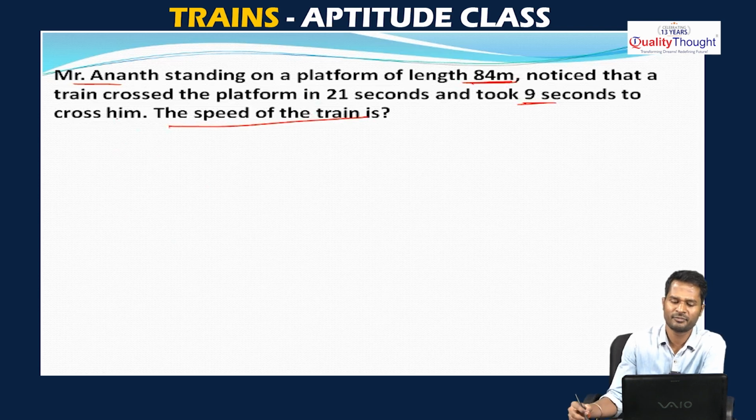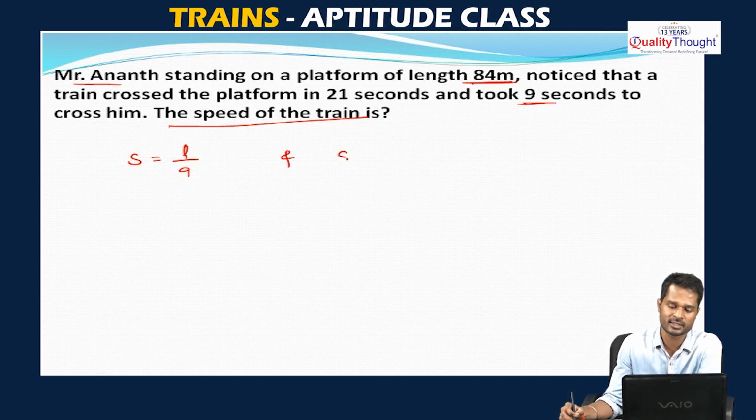Okay. In the first case, let the speed of the train be S and the distance is nothing but the length of the train, and it crossed Mr. Ananth in 9 seconds. S is equal to L by 9. In the second case, the speed of the train is S, it remains the same. This time the distance is L plus the length of the platform, which is 84, and in this case it is 21 seconds.